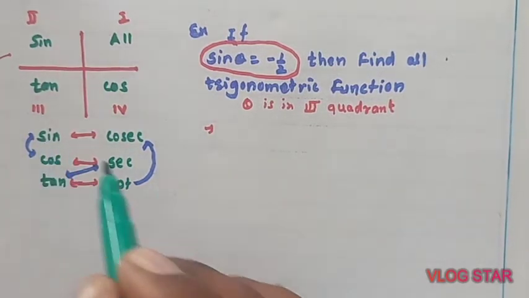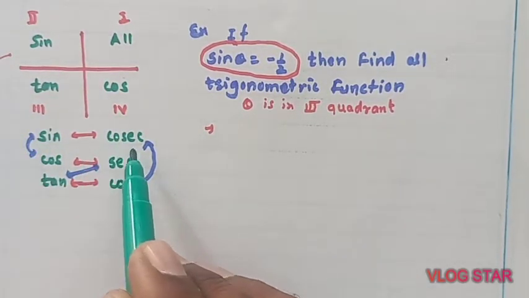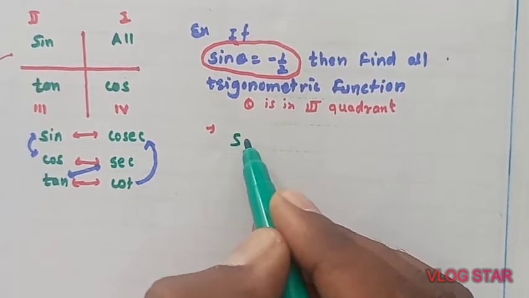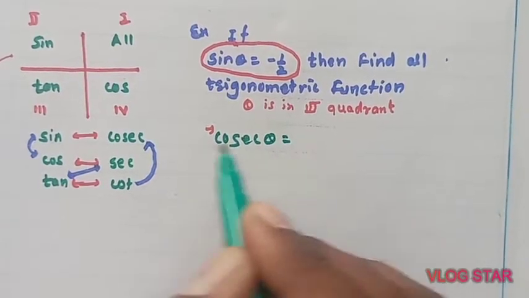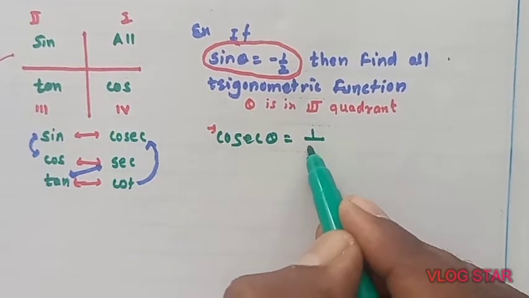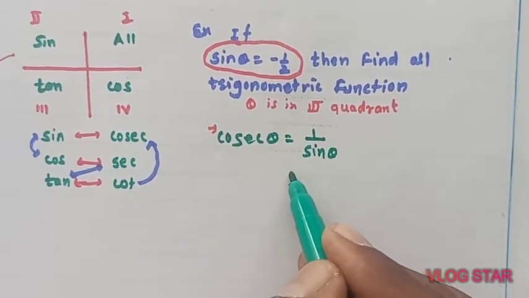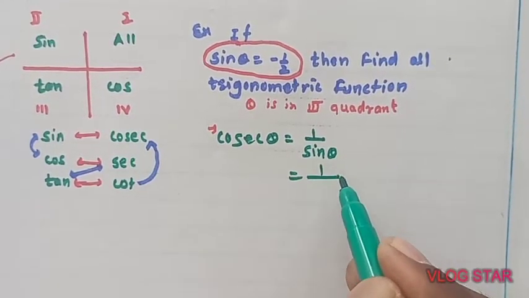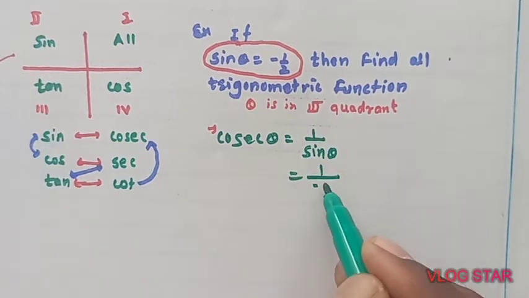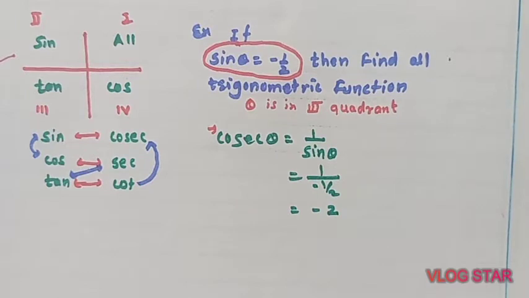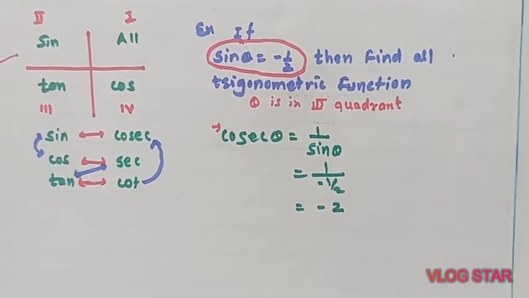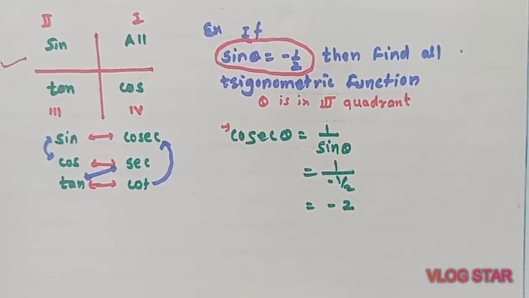So first I will use the reciprocal relation. What is cosec theta? Cosec theta is 1 by sine theta. So how much is it? Sine is negative half, so it becomes negative 2. This is the answer for cosec theta. This is the value of cosec theta. Now we'll determine the second value.